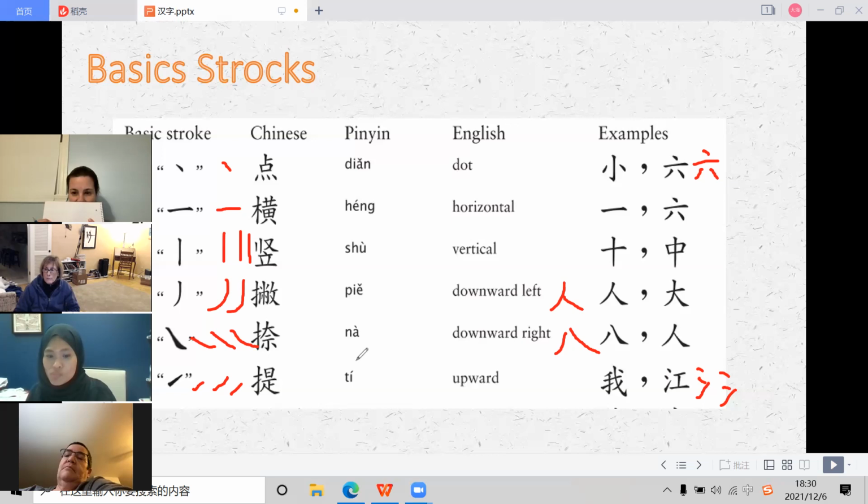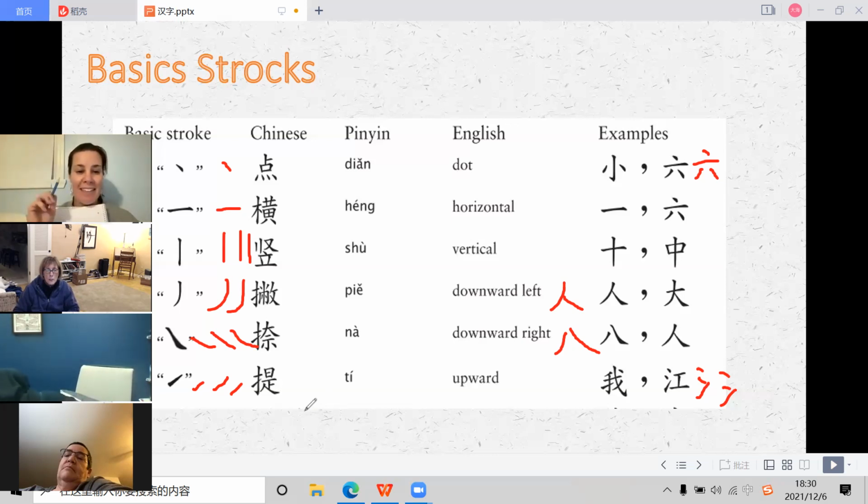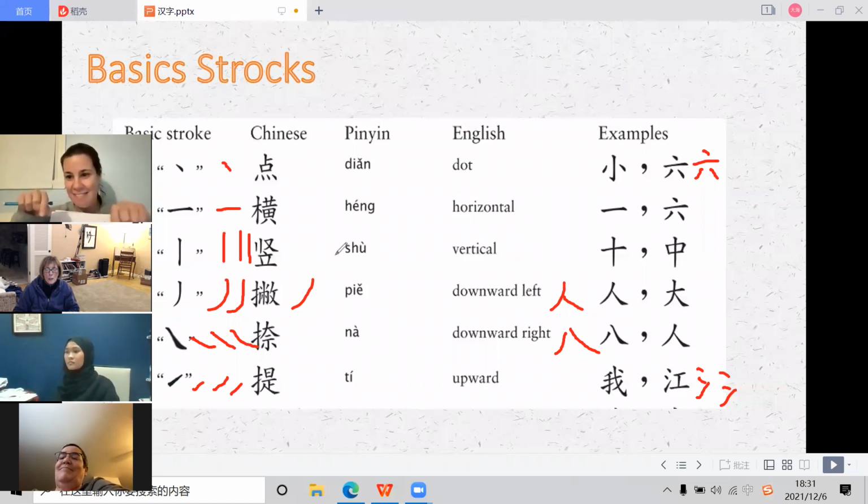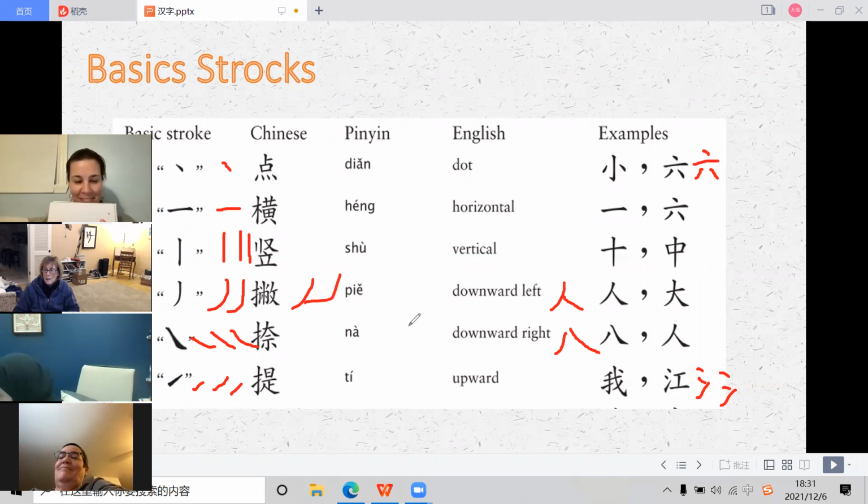Larry, I'm sorry, Risha. Do you have any questions? No, I was just thinking that pie and na sound like the Spanish word pierna, which means leg, and they kind of look like little legs. Yeah. The difference is pie is left and na is right.